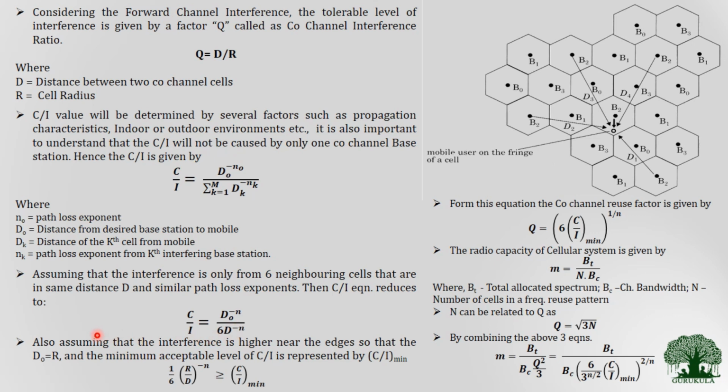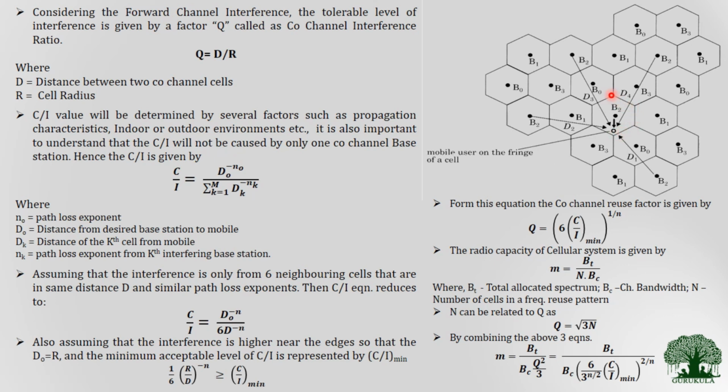So also we are assuming one more parameter, that the interference will be very much higher when the user is at the edges of the cell. So interference for this particular user will be very much higher especially when he is at the edges of the cell, because here there is a lot of possibility of interference from this base station as well as this base station.